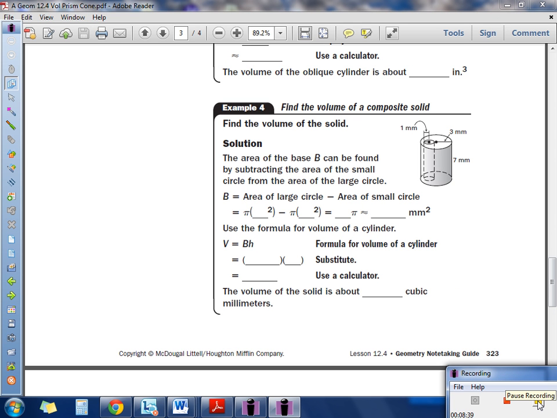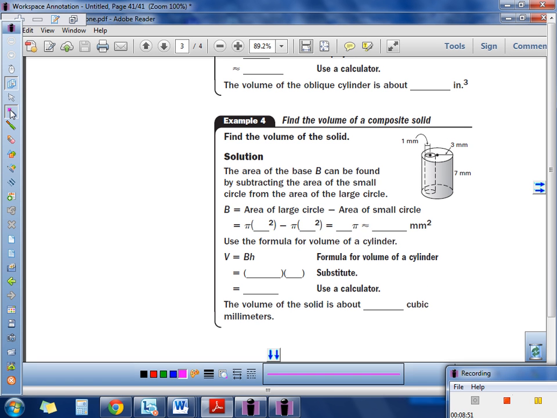Example 4 has a cylinder and then another cylinder drilled out of it. So that's like a hole over there. This little portion right here is cut out of that main cylinder. So whenever we take a big and a small, we're usually going to subtract them. That's exactly what we're going to do. We're going to find the volume of the big shape and subtract the volume of the small shape.